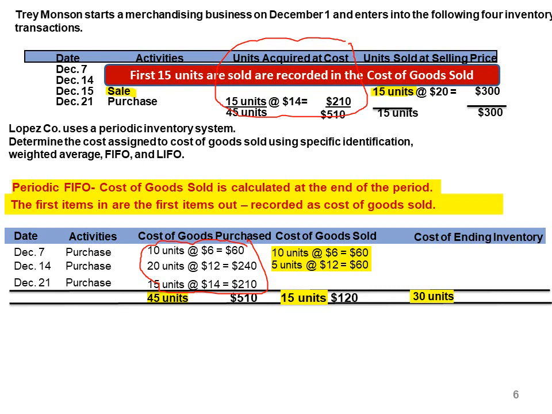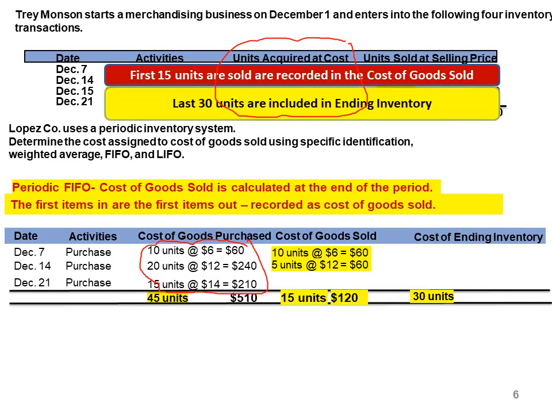So we will take this date by date. We will start with December 7. On December 7, we only had 10 units. Why do we start with December 7? Because this is the oldest date, and under FIFO we follow the assumption that the oldest goods will be sold first. So we take all the 10 units on December 7th, assume they are all sold, and record them in the cost of goods sold column, 10 units at their cost price of 6. So we will have $60.